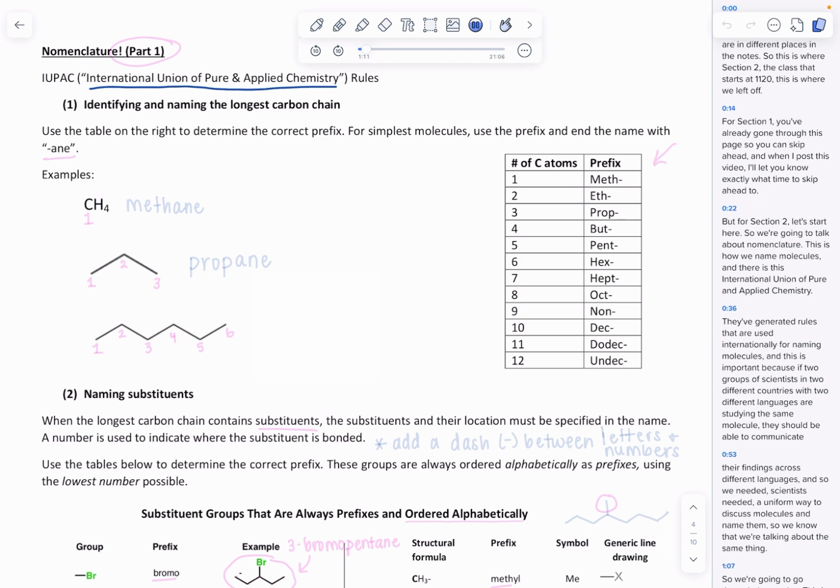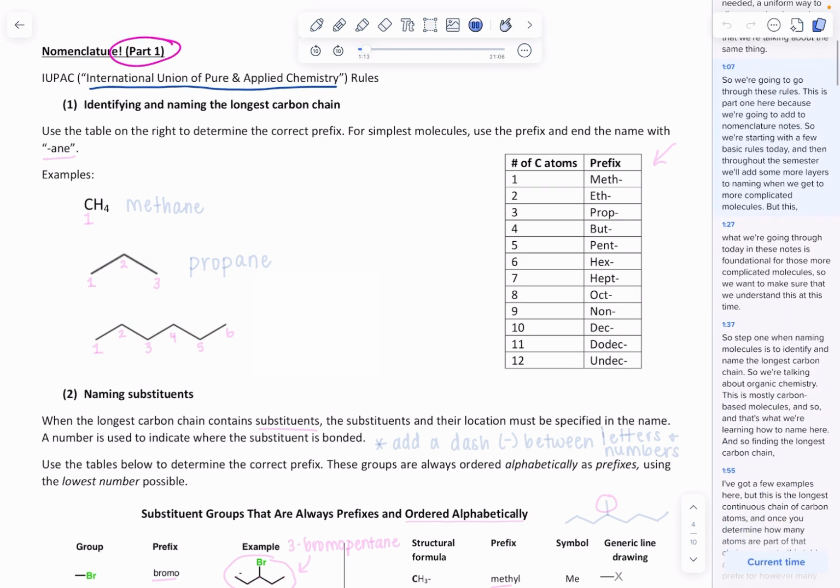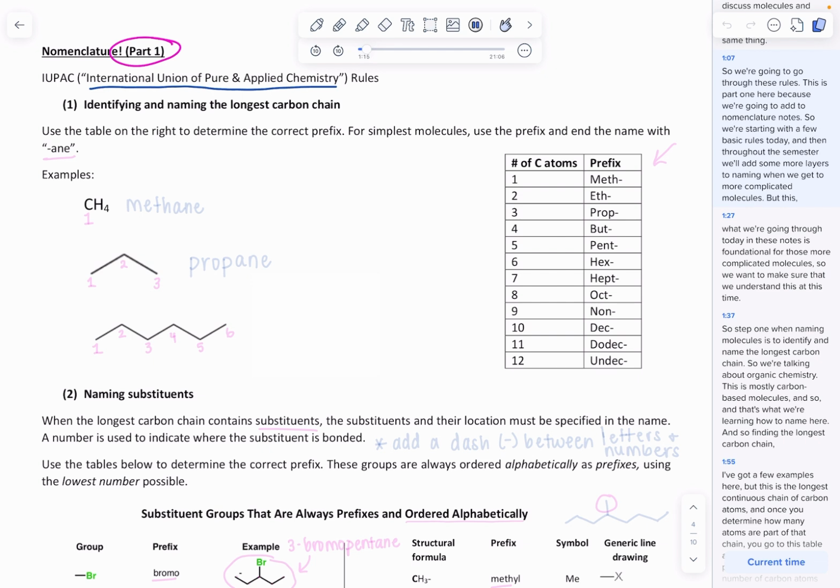This is part 1 here because we're going to add to nomenclature notes. So we're starting with a few basic rules today, and then throughout the semester we'll add some more layers to naming when we get to more complicated molecules. But what we're going through today in these notes is foundational for those more complicated molecules. So we want to make sure that we understand this at this time.